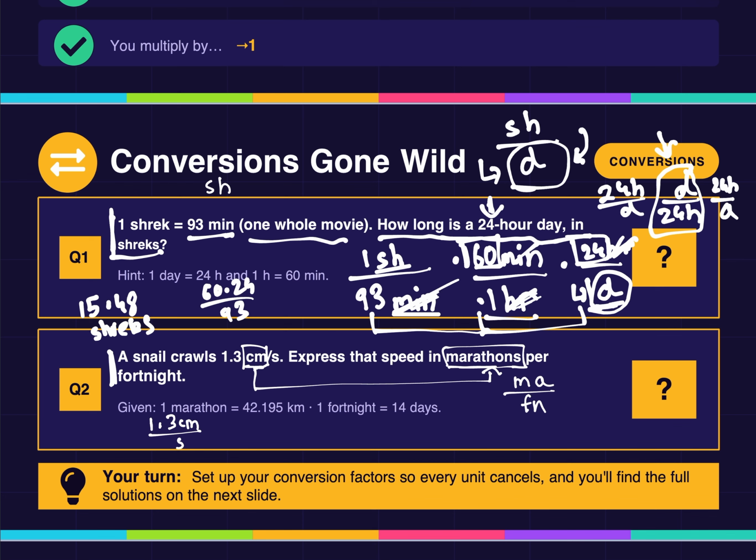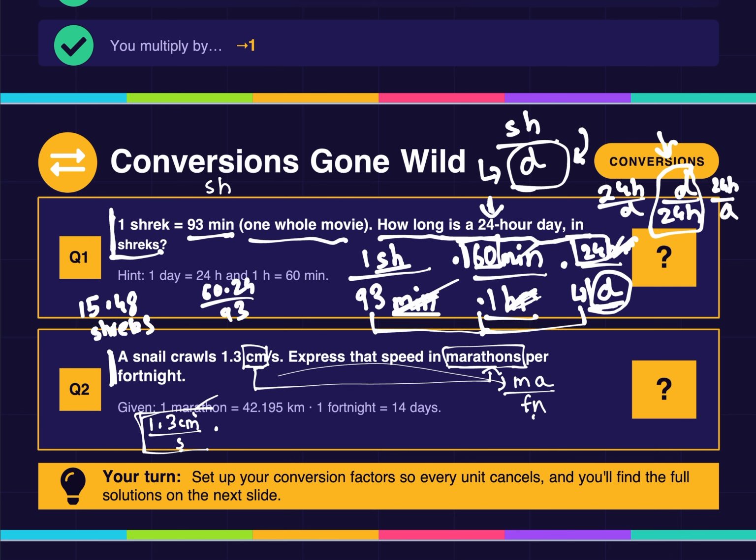Okay? Now, I'm going to do 1.3 centimeter over a second, and I'm going to look at what I need to do to change the centimeter to make it marathon in the numerator. Okay? And I want to change the second to make it fortnight in the denominator. First, I'm going to look at changing the numerator. 1 marathon is 42.195 kilometers. So I know kilometers is going to be one of my units somewhere.